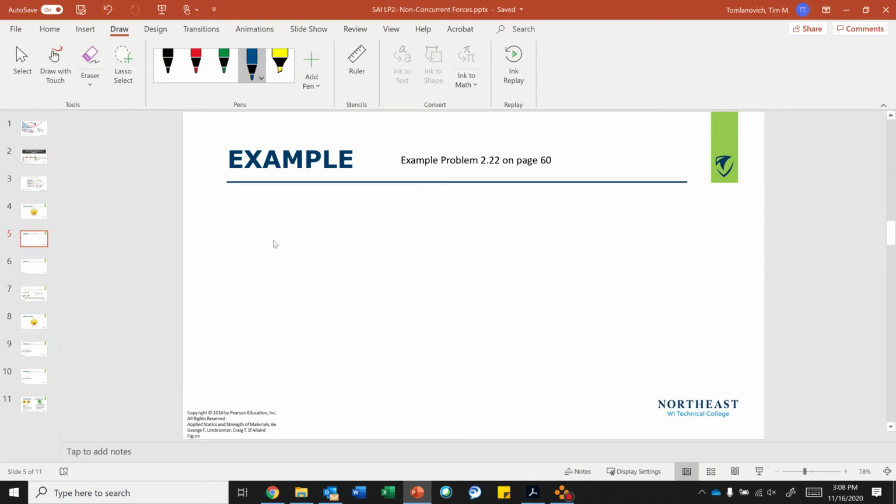We are going to do example 2.22 on page 60 of your textbook. It says, determine the single resultant R magnitude and location that would produce an equivalent effect as the force shown on the combined footing. Okay. All right, so let's do that.